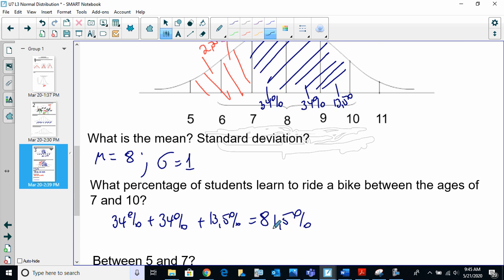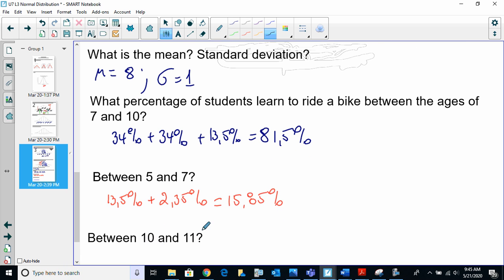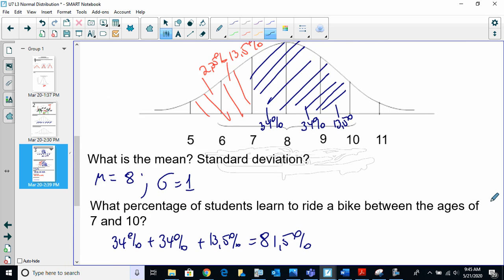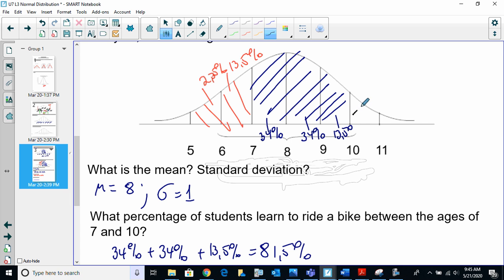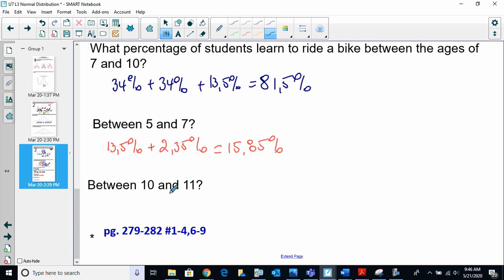And now if we take a look again at the other side, now we are looking for between 10 and 11. So it is this area here. And the percentage here is 2.35%. So the answer will be 2.35%.